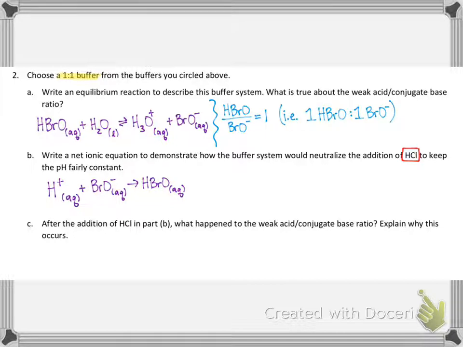Okay, and then the very last question says, after we added that acid, like we did in part B, what happened to our ratio? Well, remember the acid was neutralized by the conjugate base, which means some of the conjugate base is getting used up. And when that happens, you're making more of your weak acid. So hopefully you can tell that this means the ratio is now going to be greater than 1. And there you have it, the fun and excitement of buffers. So thank you for playing with the glories of chemistry.